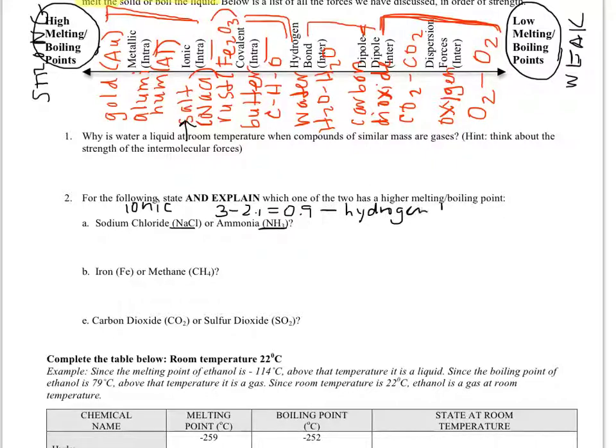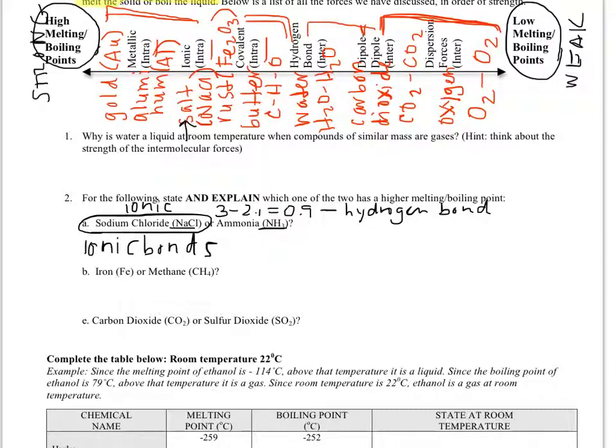Okay, so NaCl is an ionic bond, ammonia is a hydrogen bond, so which one is going to have the higher melting or boiling point? Well, it's really asking what's stronger, a hydrogen bond or an ionic bond. And it is indeed the ionic bond.